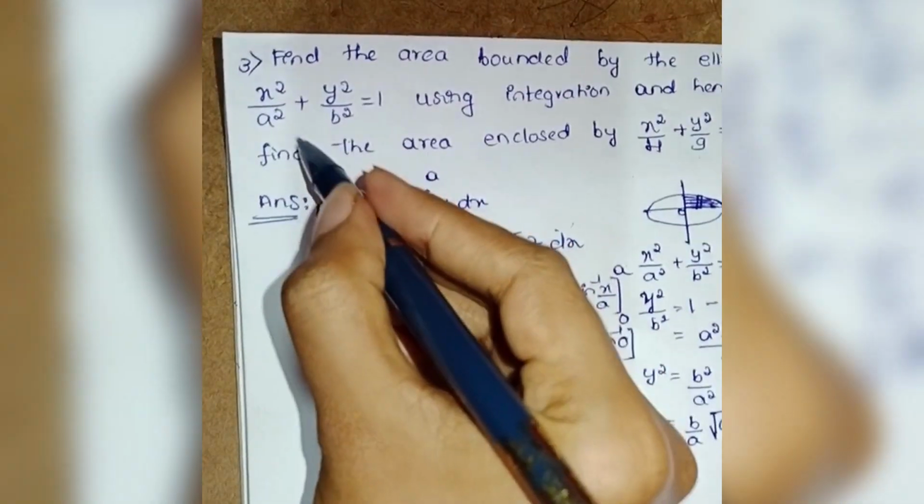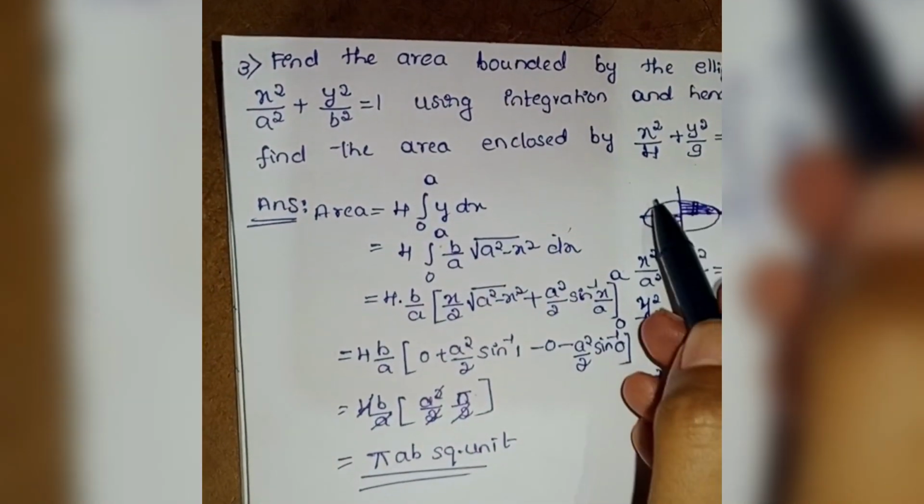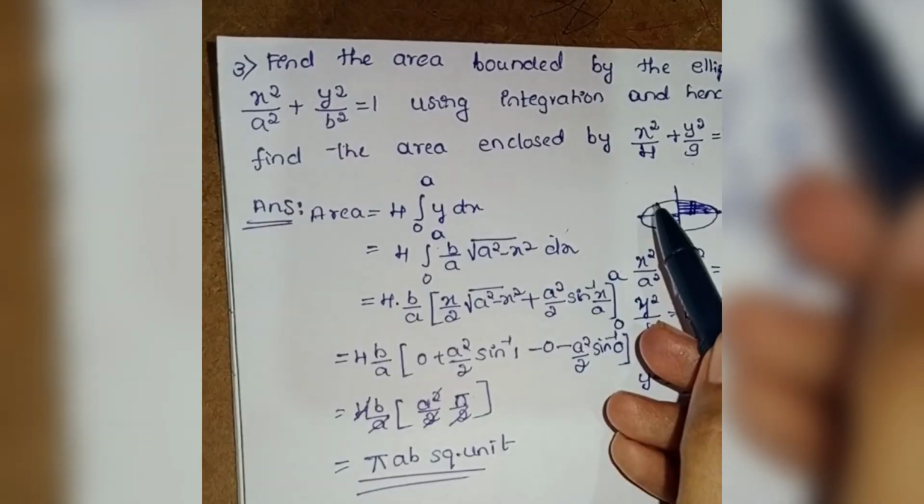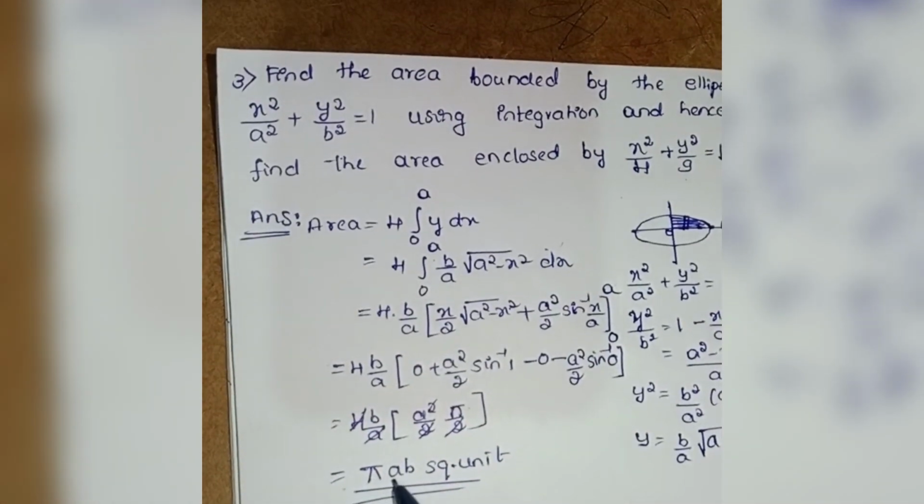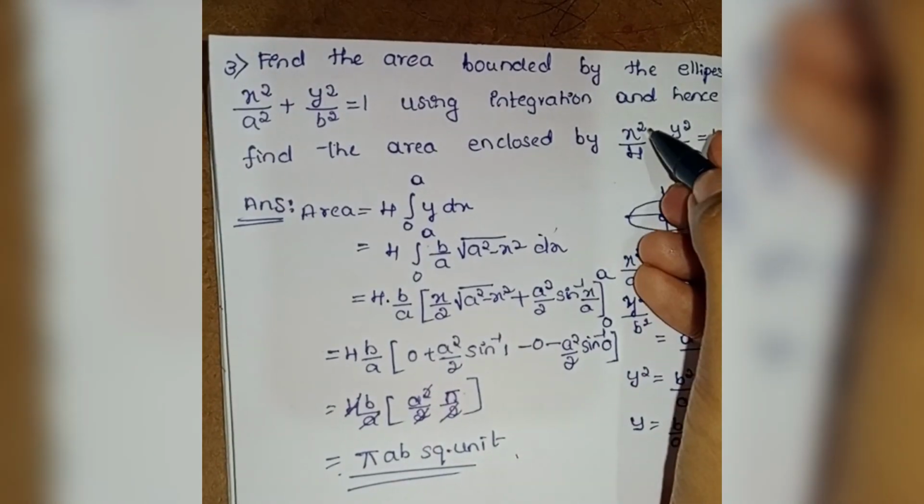Right? Area enclosed by vertical ellipse or horizontal ellipse, in both the cases, the answer is pi ab, students. Okay? Pi ab. Now comes to the sub question.